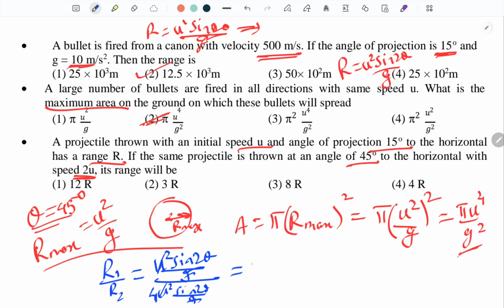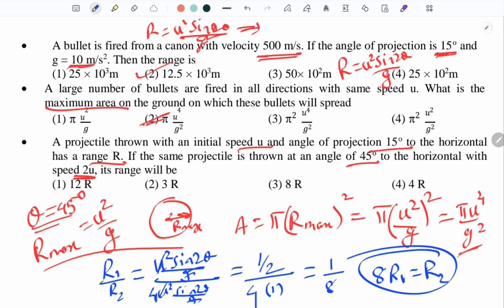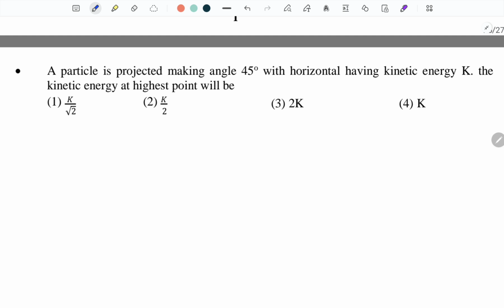व्हाट विल यू गेट? साइन 2 थीटा ऊपर वाला 15 डिग्री, 30 का मतलब हाफ, नीचे 4 एज इट इज. साइन 2 थीटा 45 का 90 मतलब 1. करेक्ट है. तो 1/8 आ रहा है आंसर. क्रॉस मल्टीप्लाई करेंगे. 8r1 इज इक्वल टू r2. So this is your solution. 8r answer है. I hope this particular question is clear. Okay, let us go to the last question.